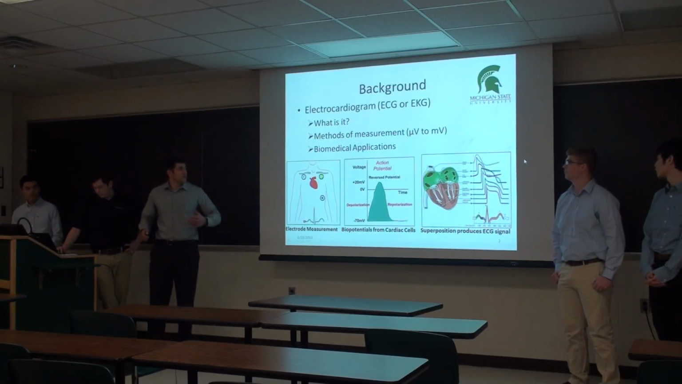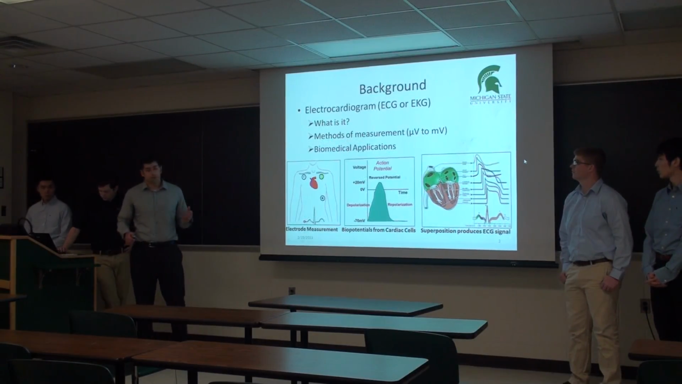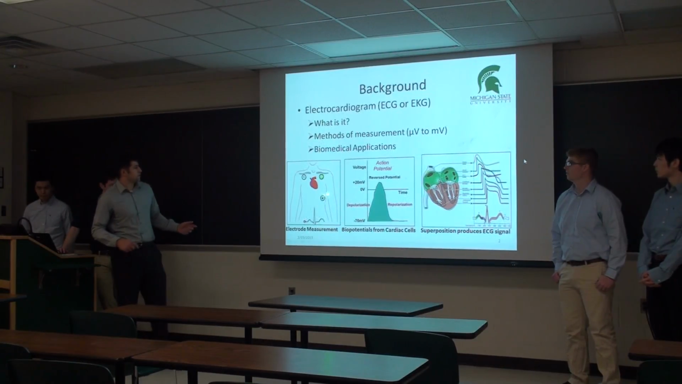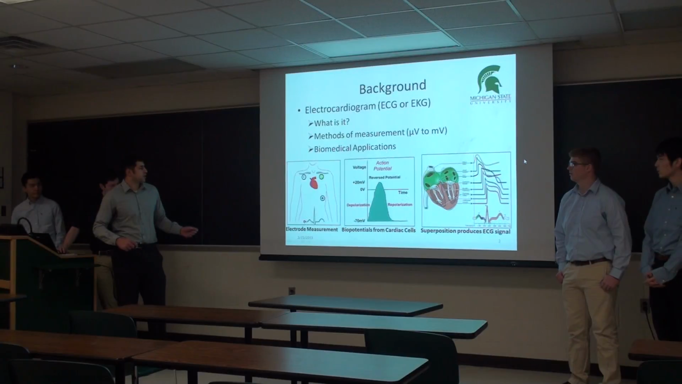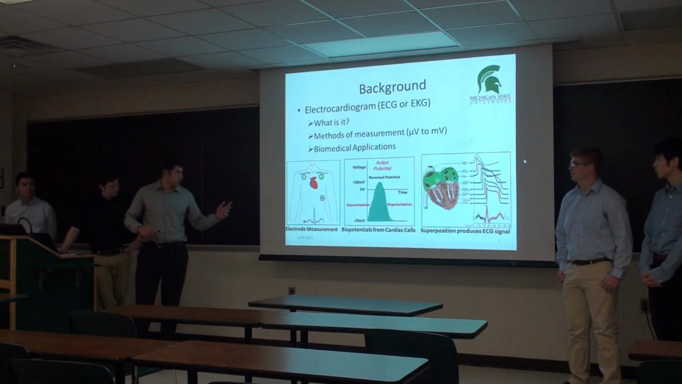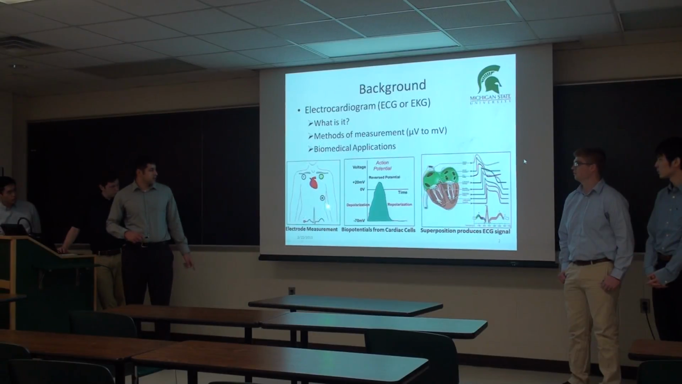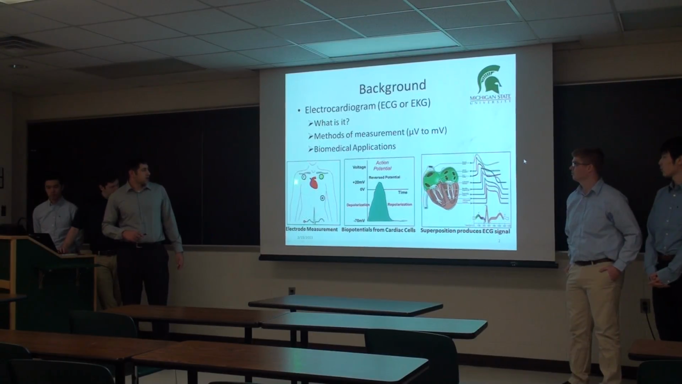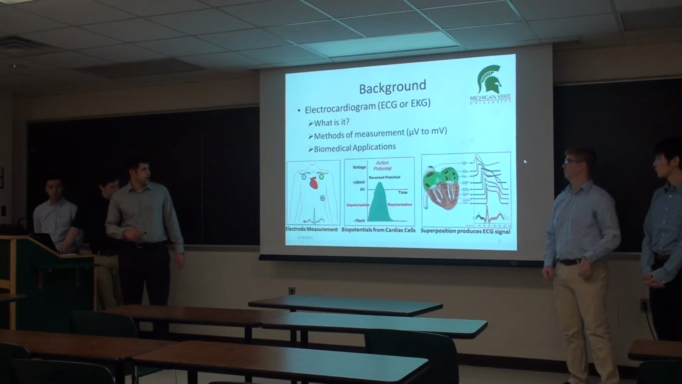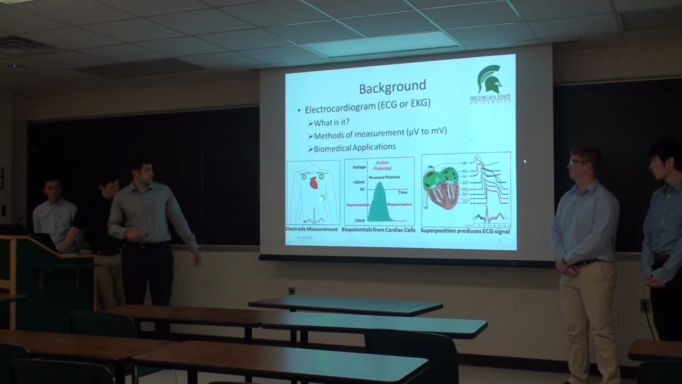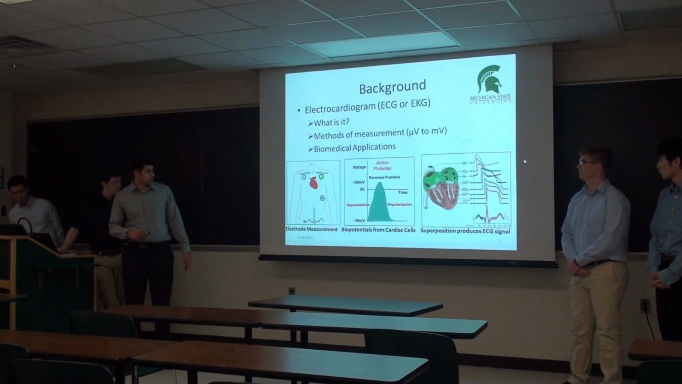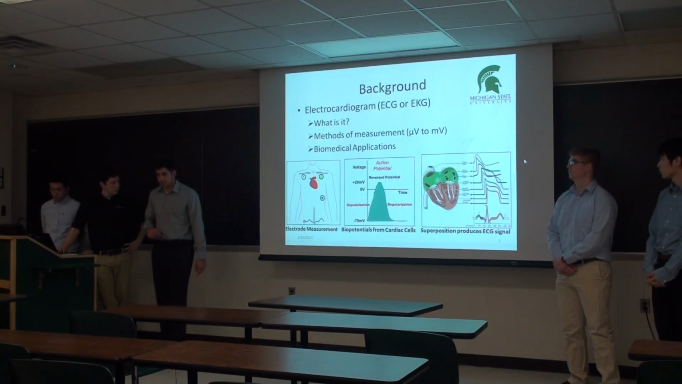There are many methods of measurement of these ECG signals. A common one that I want to introduce to you guys in this figure is the three electrode method. We have a positive electrode, which is placed on the left side of the heart, and the negative electrode is on the right side. And then we have a ground reference electrode.